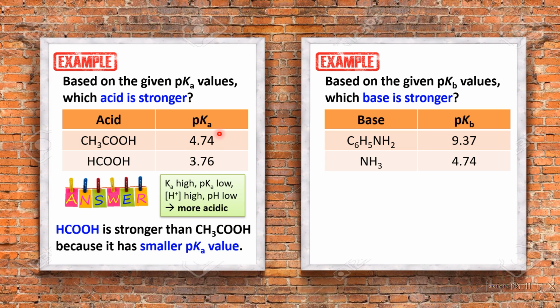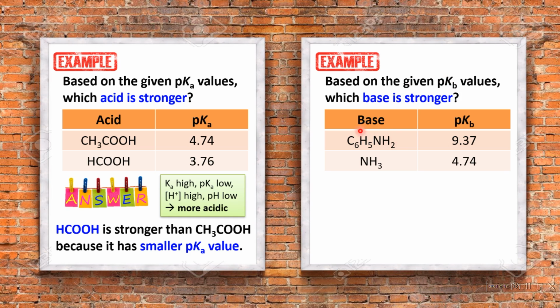Okay, so therefore the answer here: methanoic acid is stronger than ethanoic acid because it has a smaller pKa value. Right, so for the second question, based on the given pKb values, which base is stronger?